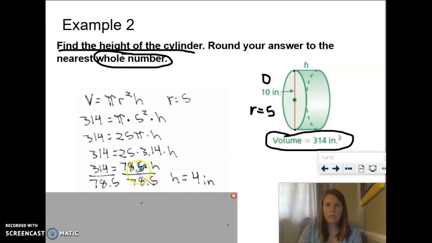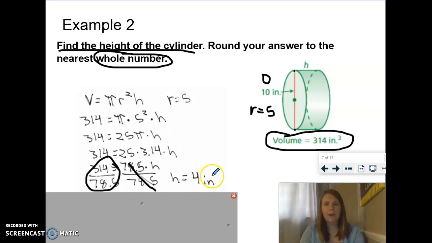Remember, when you have multiplication, your inverse operation, and how to get rid of it and get that h alone, is to use that opposite operation, which is division. So I went ahead and divided each side by that 78.5, which ends up canceling out this part, which is why I drew a line through it. And then my answer is just doing this division problem, 314 divided by 78.5. When I round it to the nearest whole number, because they asked me to, I get 4 inches.